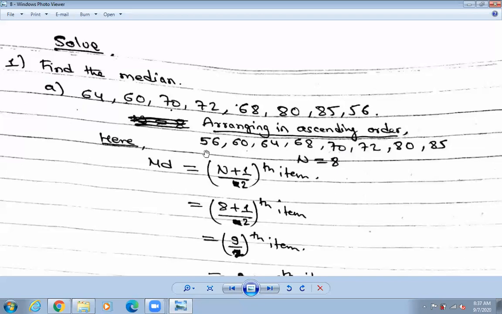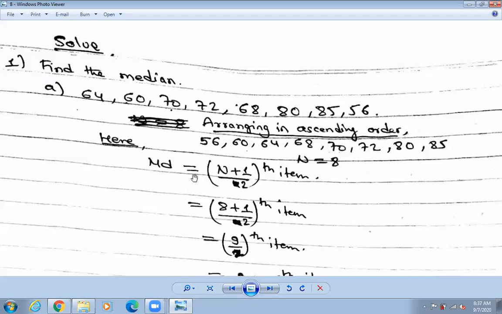Okay, so count 1, 2, 3, 4, 5, 6, 7, 8. We have not missed any numbers. We have written all the numbers. Okay, 8 numbers, 8 numbers. That means how many numbers are there? How many? So that is called n. How many numbers? N. 8 numbers are there. That means n equals to 8.